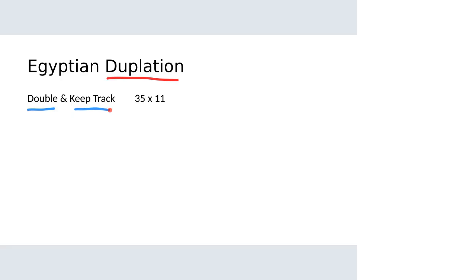My general advice, it's not a hard and fast rule, but the problem goes a little faster if you double the larger number. And you'll see why as we do this. So what I mean by double and keep track is we've got 35 and I have one of them so far. I'm going to double that to 70. And now I have 2 35s.